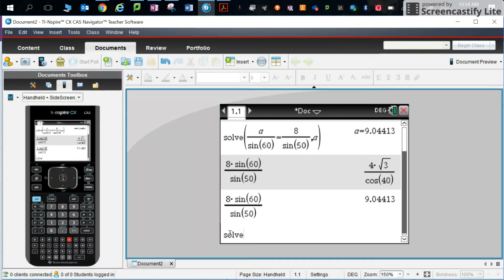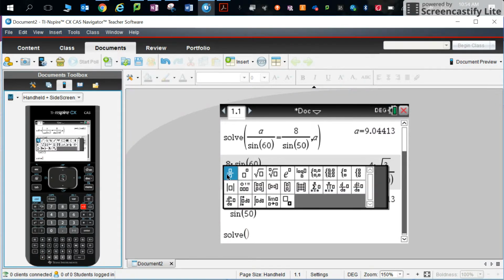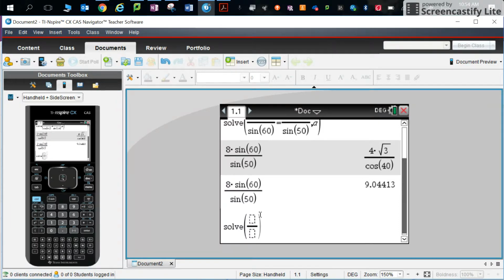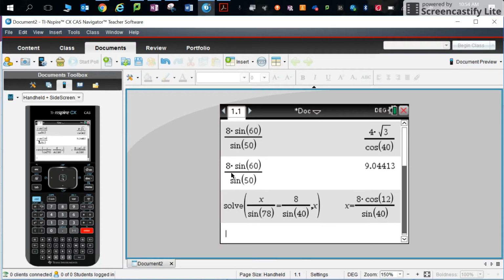So solve, open bracket, fraction, X over sine 78 equals fraction 8 over sine 40. And we're trying to find X.